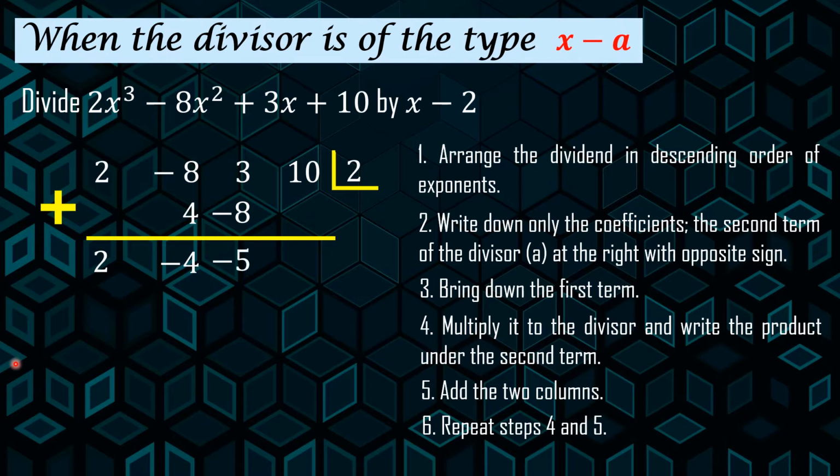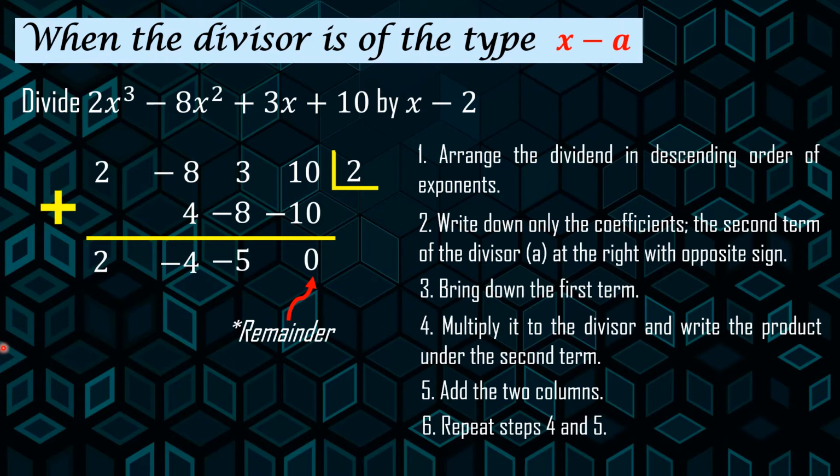Next is to multiply -5 to the divisor. -5 times 2 is -10, and then isulat natin yung -10 under naman ng fourth term, which is 10. And then, 10 plus -10 is 0. Next, ang 0 natin, iyon yung tinatawag nating remainder.